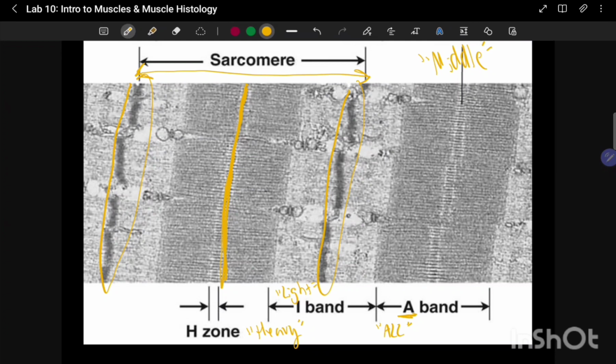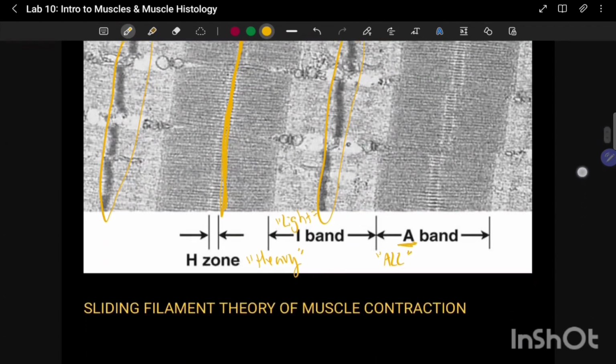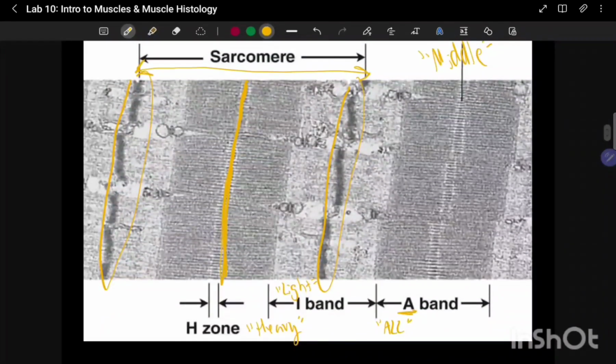And so what these terms actually refer to is isotropic versus anisotropic. So I know we're throwing a lot of new words in here. All isotropic means is it appears light on a slide. So if you have seen the term ISO before, maybe you're into photography or something, ISO means light. So the I band or the isotropic band is going to allow in a lot of light. And that is what we see here. It's more transparent. It's not stained as darkly on this scan.